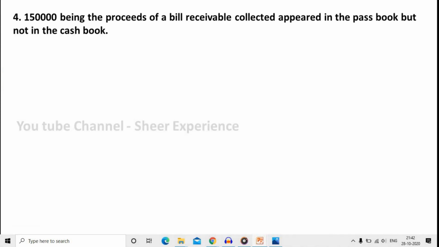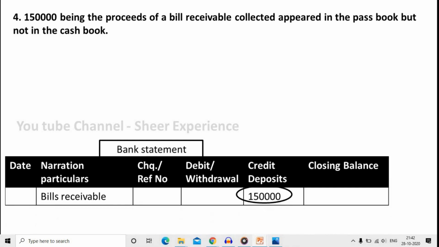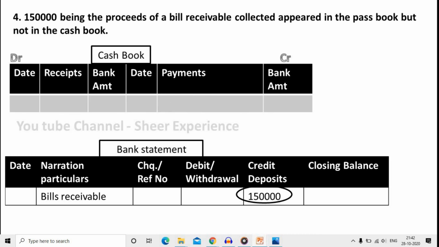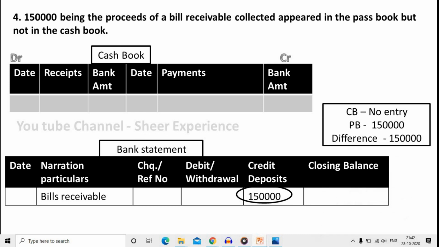Next transaction is 1,50,000 being the proceeds of a bills receivable collected appeared in the passbook but not in the cash book. Here bills receivable collected by bank. Bills receivables are assets to us. So bank has credited our bank account. It is appearing under deposit side of the bank statement. But we have not recorded in the cash book. We have forgot to record in the cash book. So no entry is there in the cash book.